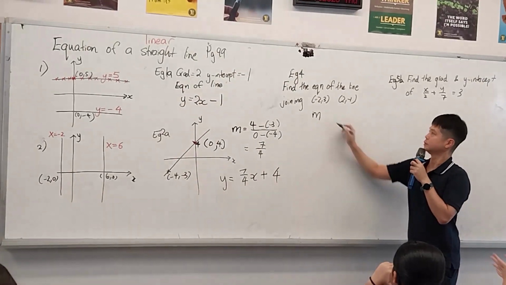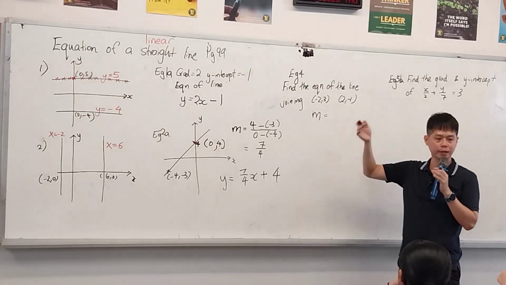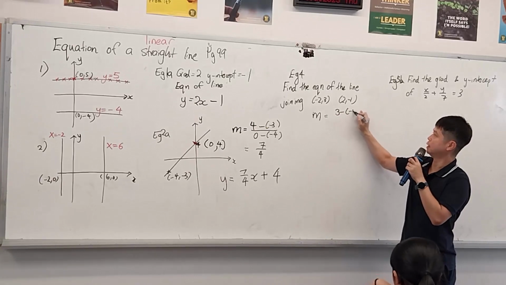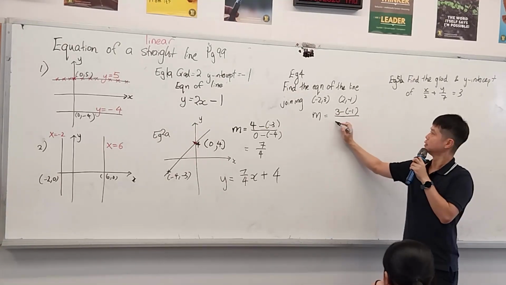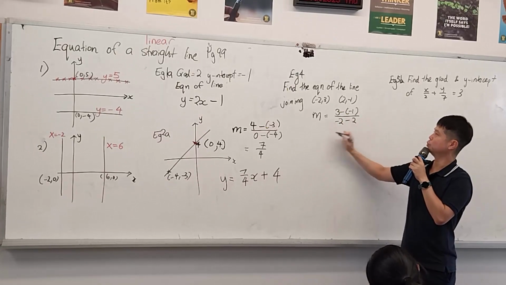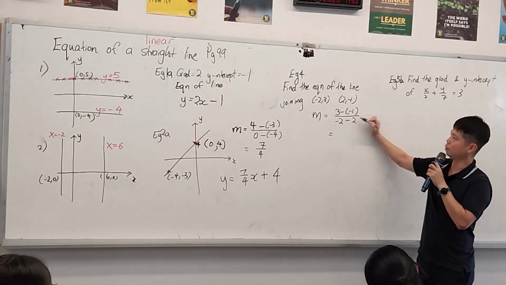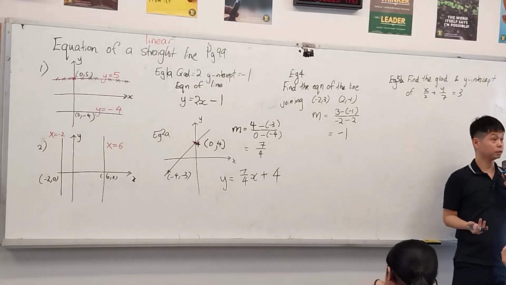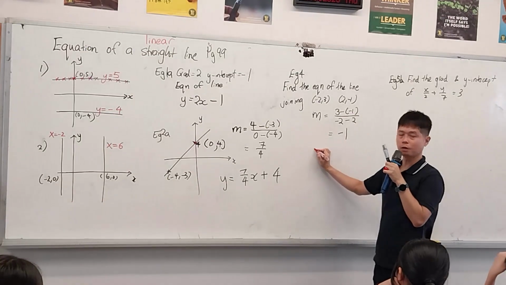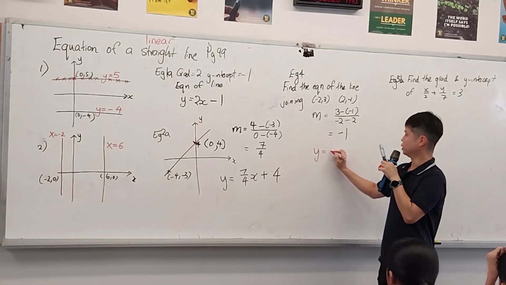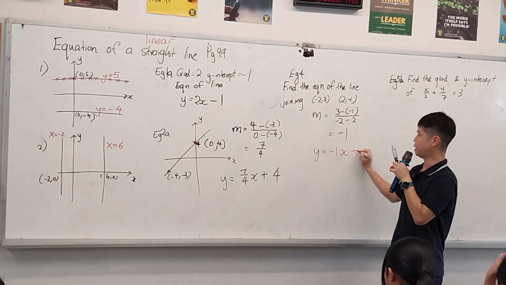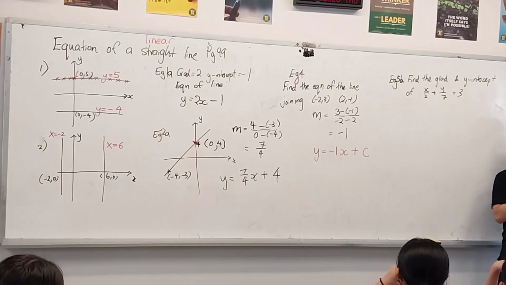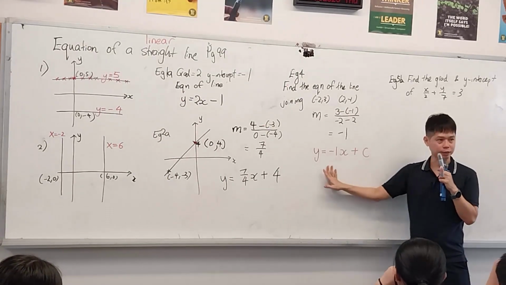This is step 1. So the gradient will be, I do part A, you do part B. Gradient is 3 minus -1 over -2 minus 2. So it will be 4 over -4. Okay, you get 1 mark. At least get 1 mark into your pocket. Write this down. The next step is y equals -1x plus c. Can I just write negative? Yes lah. Must write this step.